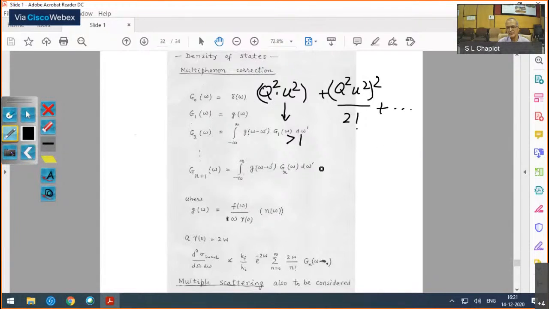So therefore, on the one hand, we said that we want to use a large Q to get good intensity, but there is an optimum. If your Q is very large, then your Debye factor will kill the intensity, and also there will be a large contribution from multiphonon terms. So it's ideal to choose some intermediate values. Typically, Q squared U squared being of the order of 1. In that case, the one phonon terms will be dominating, and the corrections will be minimal.